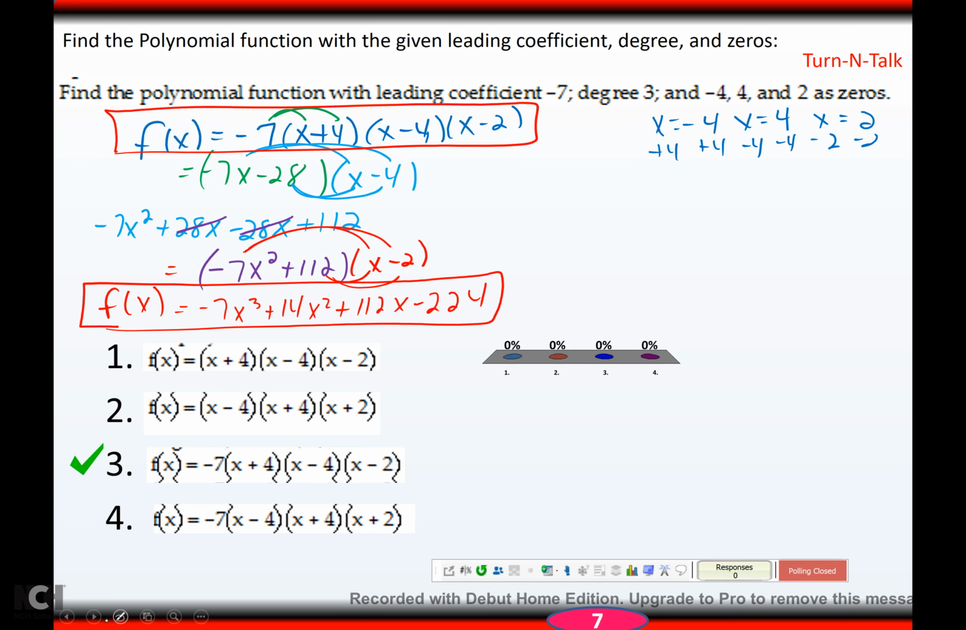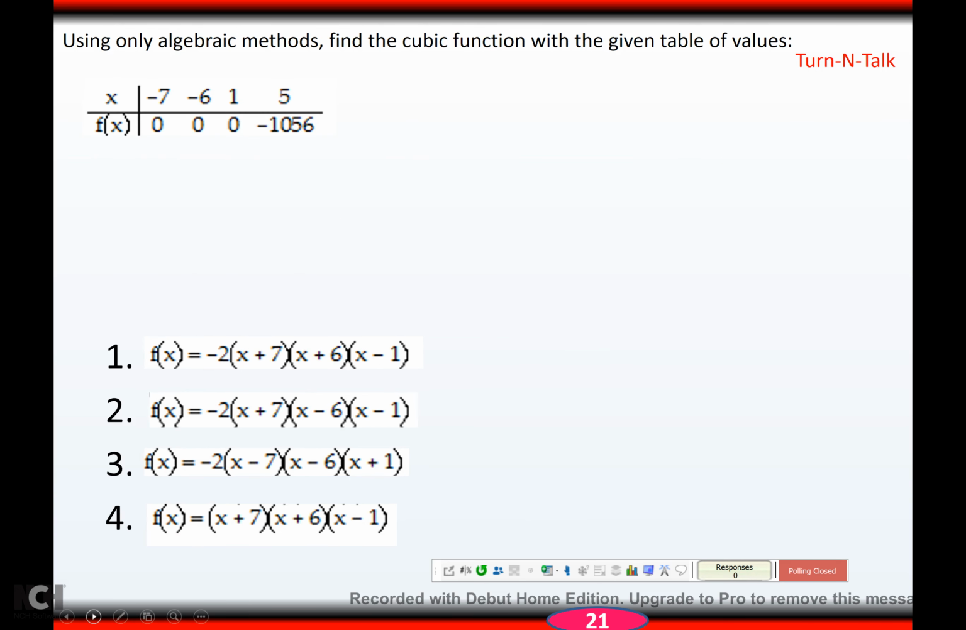Alright. Okay, this one, stop and do it yourself. Remember, you're going to have to use this ordered pair to figure out what the leading coefficient is. Okay? Come back when you're ready.